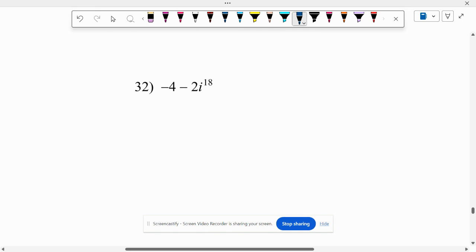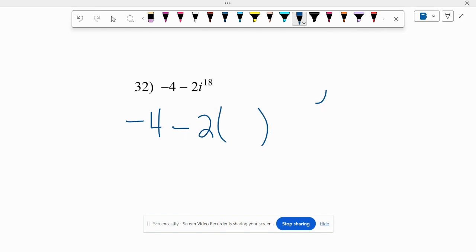Okay. Number 32. So look at what's happening here. You have a negative 4 minus 2 times i to the 18th. Well, 18 divided by 4 leaves me with a remainder of 2. That means it's i squared. Tyler, what does i squared equal?